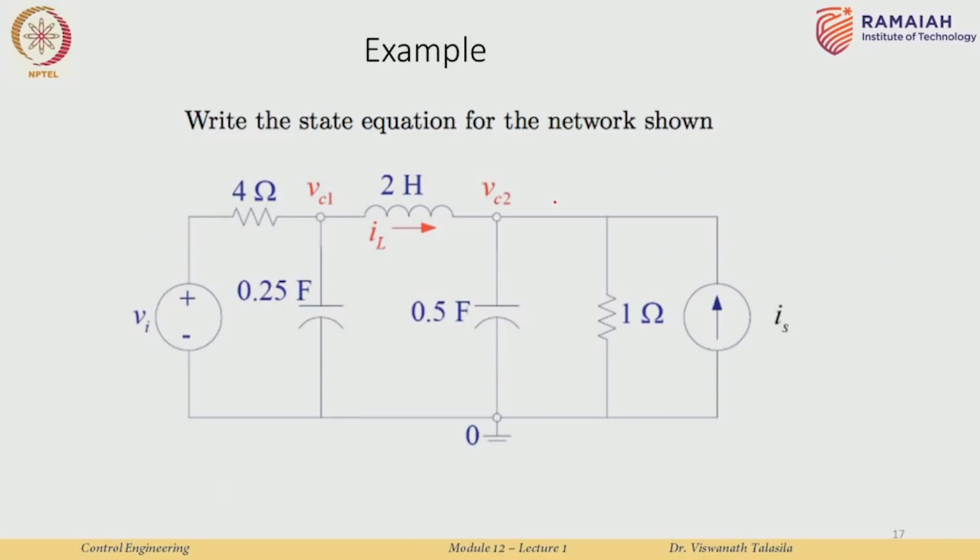Okay. So, the states for this particular system will be Vc1, Vc2 and IL. Okay. And so, let us actually try to write down the dynamics of each of these variables, the time derivative of this one.